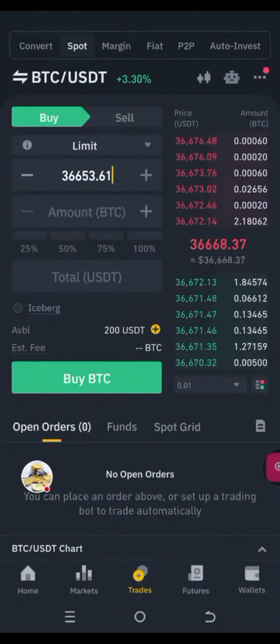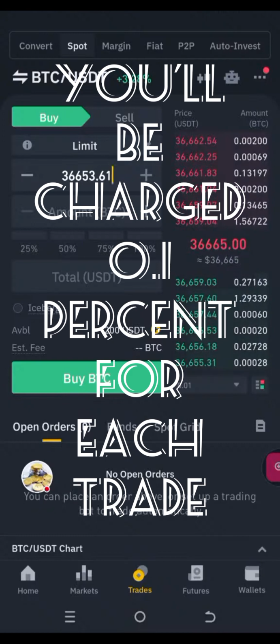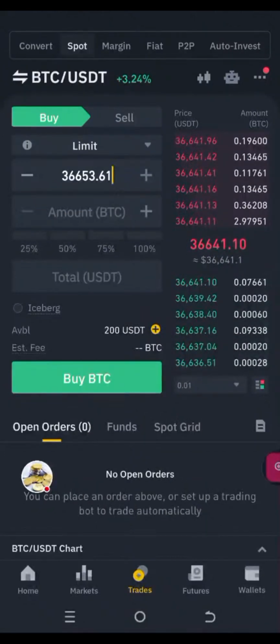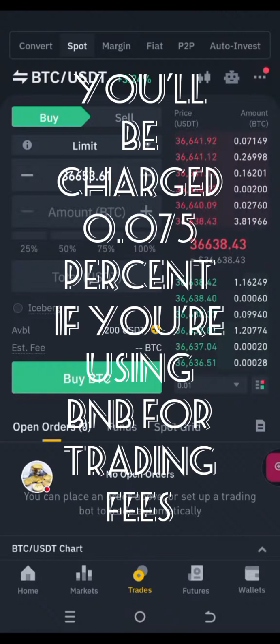Now, of course, you should realize that in the spot trading section here, you're going to be charged 0.1% on any trade. And if you're using BNB for your trading fees, you will be charged less, like 25% less. You'll be charged 0.075, something like that.